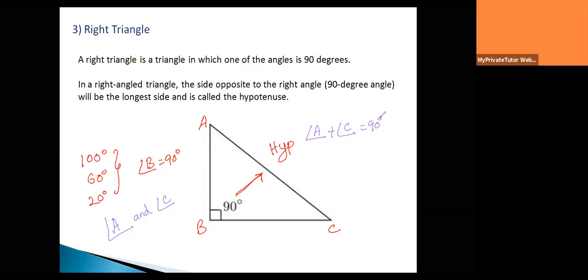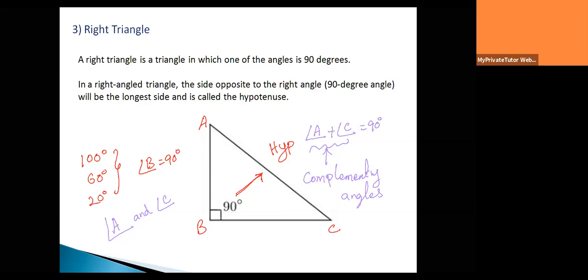And one more thing, these two are complementary angles. What do you mean by complementary angles? Anyone? I think in the previous webinar we learned that. Please tell me if you remember, guys. What do you mean by complementary angles? When two angles add up to 90 degrees, those two angles are called complementary angles, guys.